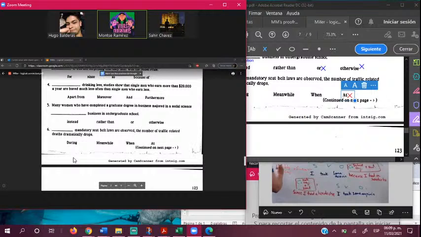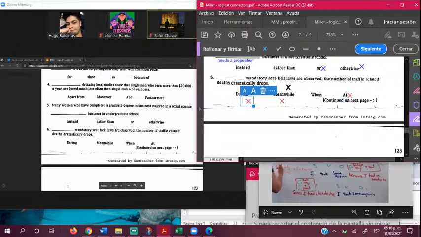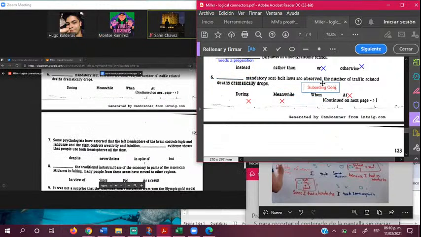So it could be meanwhile. Meanwhile? No, sorry. When? Yes, when it's a subordinating conjunction. So is it clear? When mandatory seat belt laws are observed. Yes.